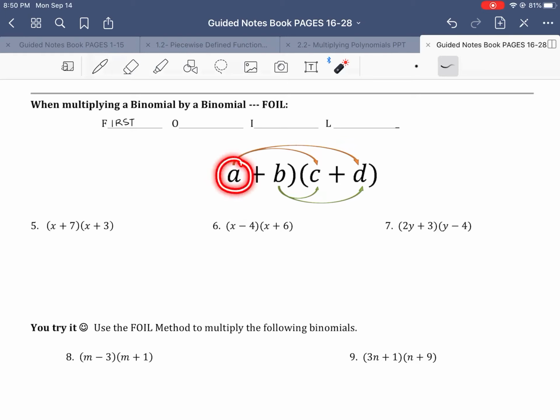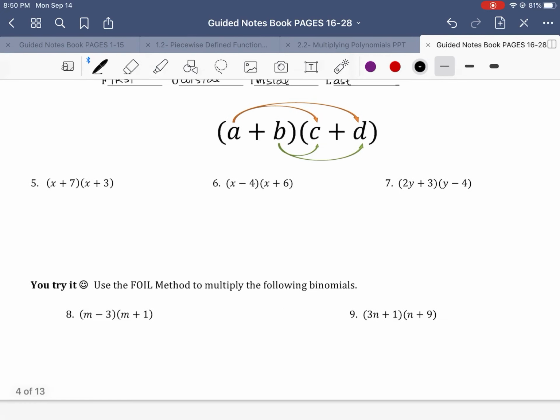Then the O stands for outside, so this and this are considered the outsides of these two binomials, so that's what multiplies second. And then we do the inside. Oh, that's a double I, it's fine. So we do, again, the B times the C. Those are the two inside pieces, and then we do last times last. Again, it's just a distribution, but it's the order in which we're distributing.